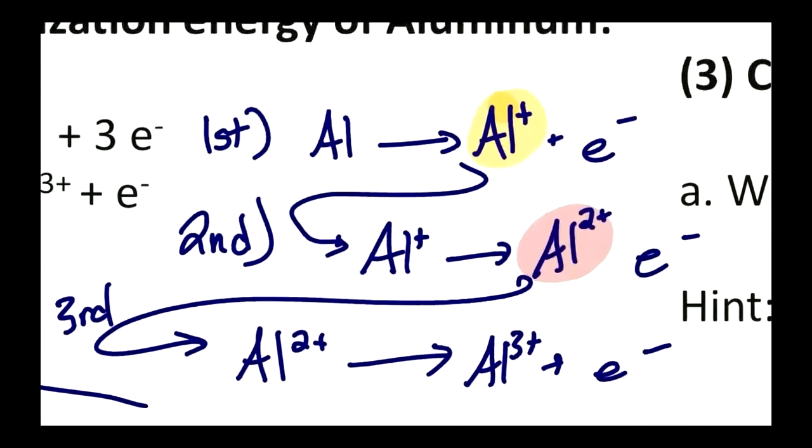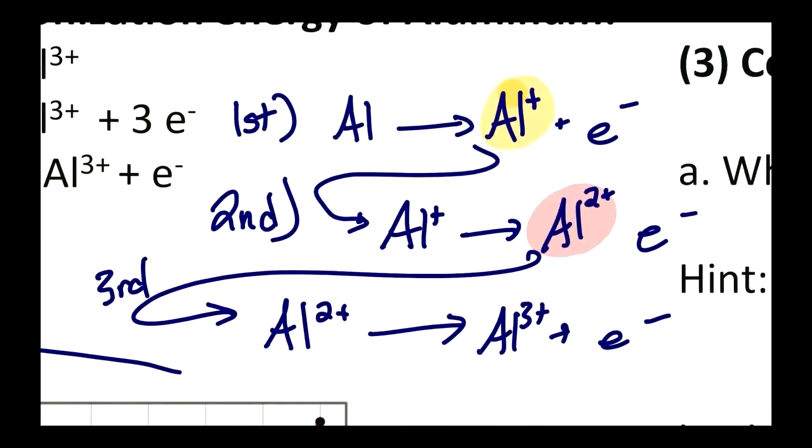Of these three equations, which one will require the most energy? Which one will require the most energy? First, second, or third, or do we not know? Third? Third is correct, because the idea here is in the third ionization energy, we're ripping a negative electron off of a +2 aluminum.